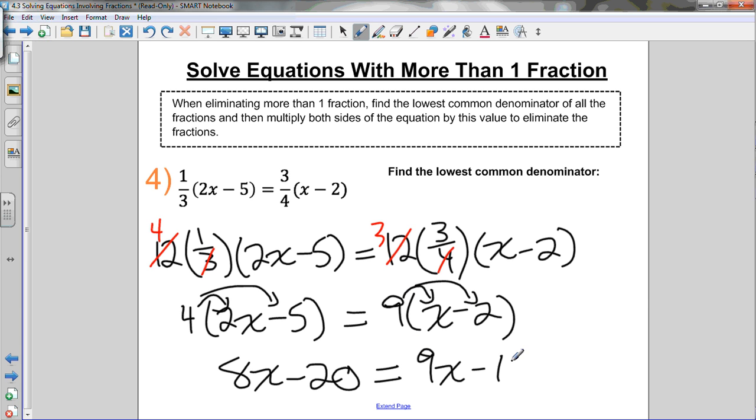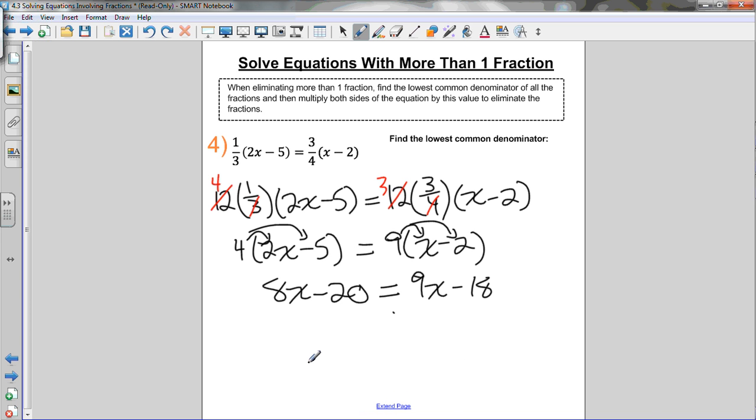9x minus 18. Now what you want to do is move all of the terms that have the variable to one side of the equation and move all the constant terms to the other side of the equation. So I want to have the 8x and the 9x on the same side of the equation.